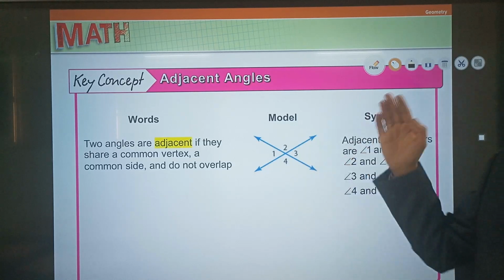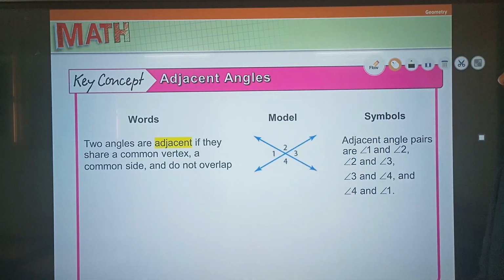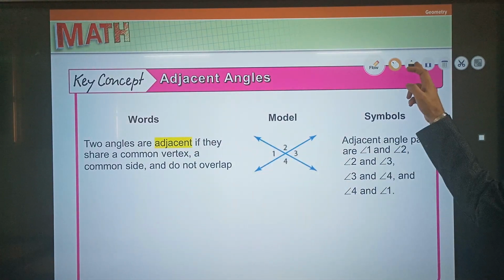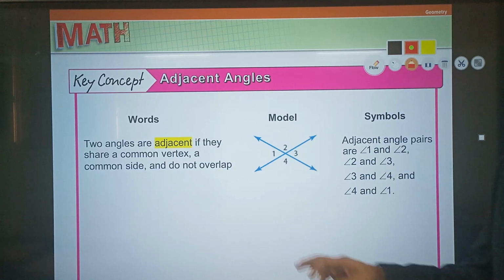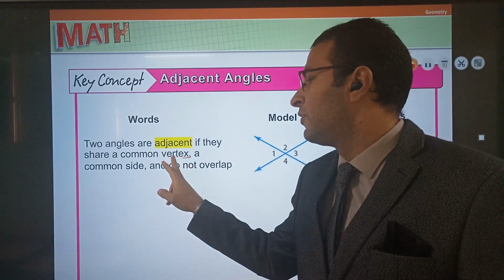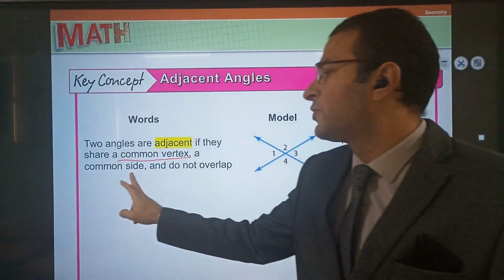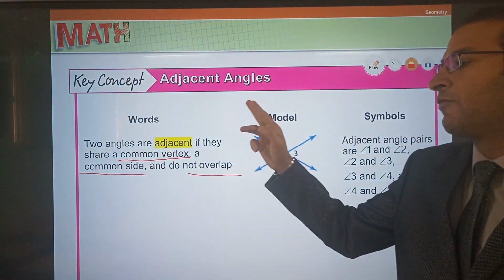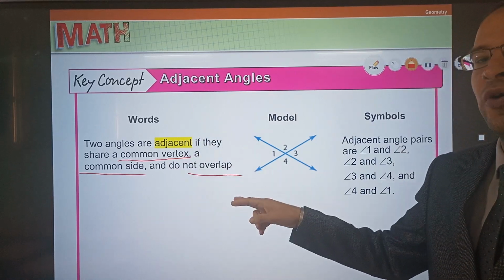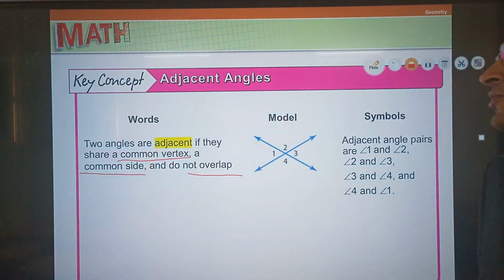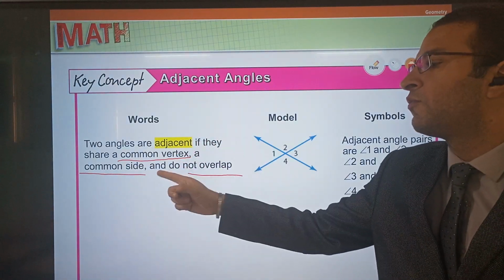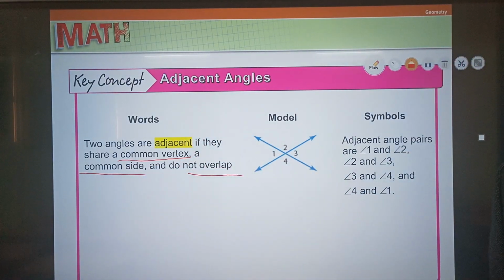Here we will have another type of relation. This one is called an adjacent angle. What is the meaning of adjacent angle? Look with me carefully, please. Adjacent angles must have a common vertex, a common side, and they are not overlapping. Again, we have three conditions: common vertex, common side, not overlapping, or the two outer sides in different directions.